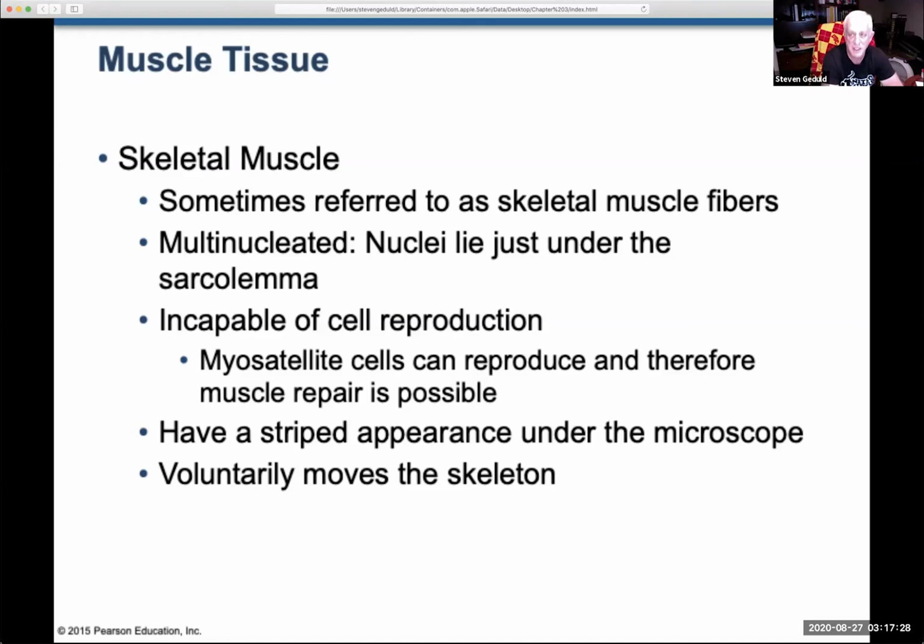It keeps damaging. Skeletal muscles have a striped appearance under the microscope, and they voluntarily move the skeleton. So skeletal muscles are under voluntary control. They cannot reproduce. They have multiple nuclei, and they cause a contraction and relaxation of muscles. And again, with myosatellite cells, some repair is possible. Again, when you see the picture of them, this is what a skeletal muscle looks like.